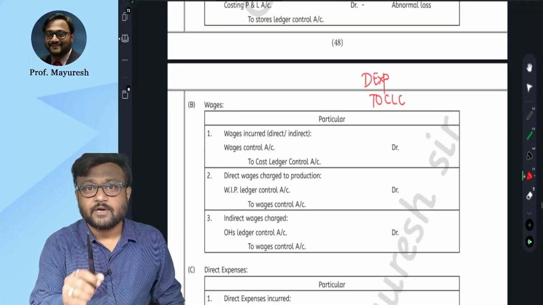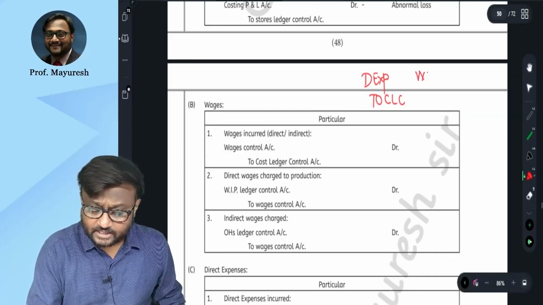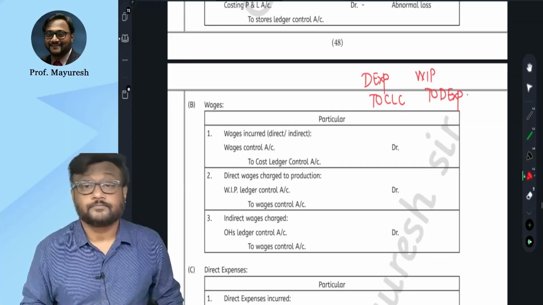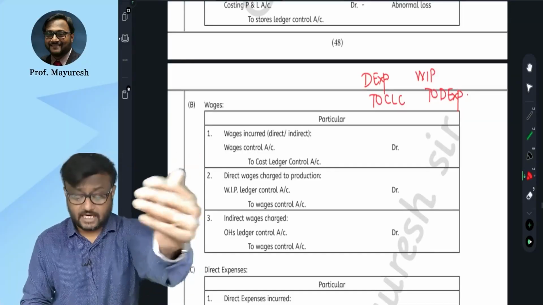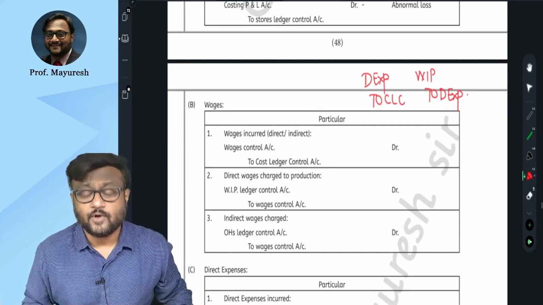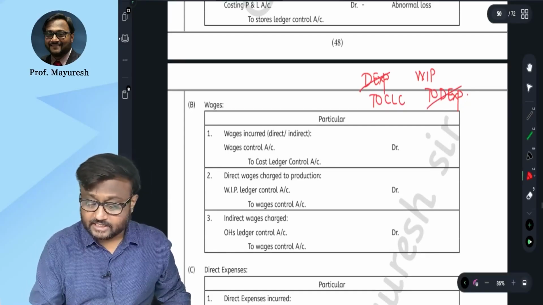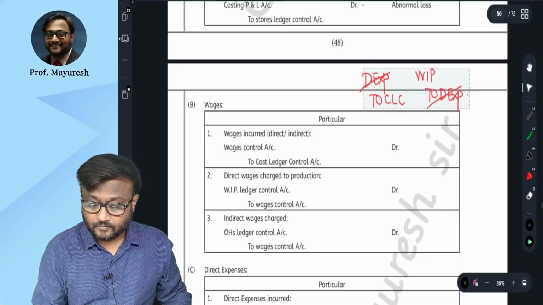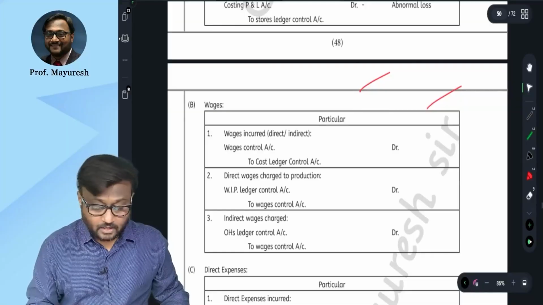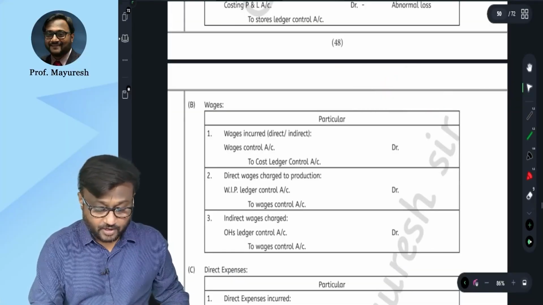जैसे हमने डायरेक्ट मटेरियल WIP में ट्रांसफर किया, डायरेक्ट वेजेस WIP में ट्रांसफर किया, वैसे डायरेक्ट एक्सपेंस भी प्रोडक्शन का हिस्सा बनना जरूरी है. So if it is direct expense to CLC, immediately direct expense will be posted to WIP account. But in that process, your direct expense gets cancelled. And if your direct expense gets cancelled, what are you left with? WIP2. What are you left with? WIP2.